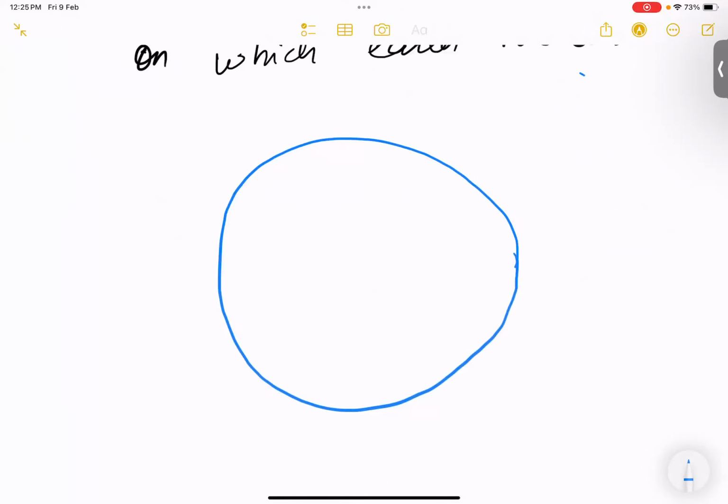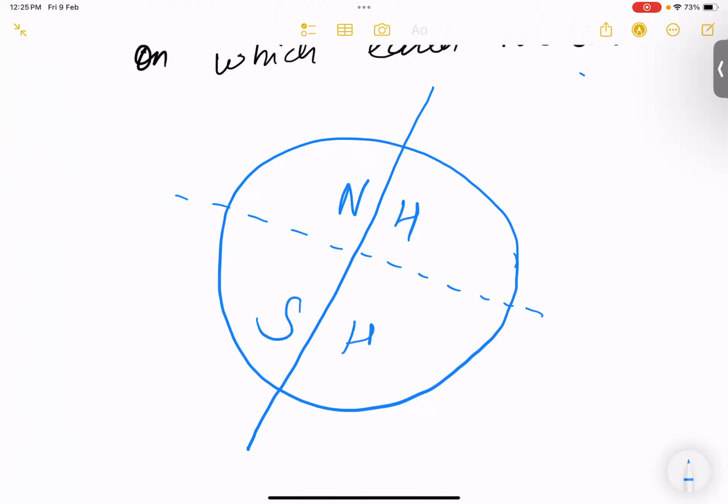So this is our Earth, all right, and this is the axis, and imagine this is an equator, and when I write NH, it's northern hemisphere. When I write SH, it is southern hemisphere. Now, without me telling you which season it is, let's see if you can answer it or not. Now, this is the sun's ray.